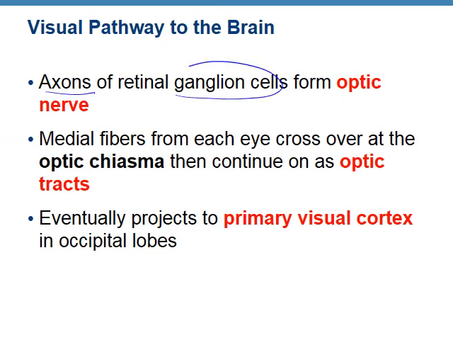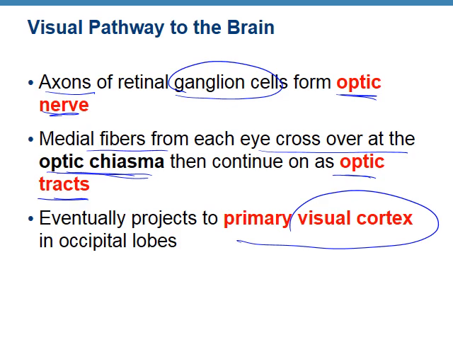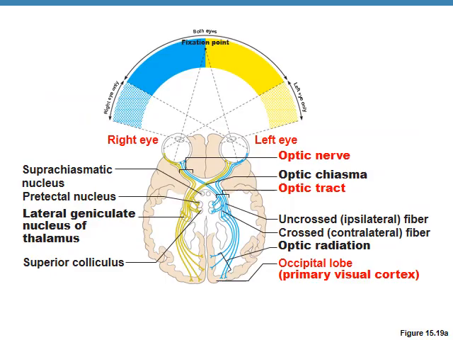The axons from the ganglion cells form the optic nerve. The medial fibers from each eye cross over at something called the optic chiasm, and then they continue as optic tracts. Eventually, they're going to your visual cortex in your occipital lobe. So here's your right eye, here's your left eye. We have our optic nerve. Here's that chiasm crossover, but let's just follow this side. So the optic nerve forms the optic tract and goes back here to your occipital lobe where you have your visual cortex. You can see the left eye does the same thing back here.